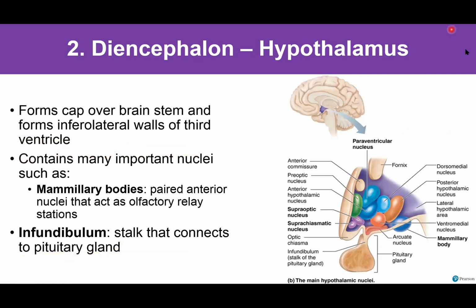Moving on to the hypothalamus. The hypothalamus basically forms a cap over the brainstem and also parts of the inferior and lateral walls of the third ventricle. It contains a lot of really important nuclei, like, for example, these mammillary bodies. So here is a mammillary body, which are these paired anterior nuclei that act as olfactory relay stations. So relay stations for smells. Additionally, the hypothalamus has this structure called the infundibulum, which connects the hypothalamus to the pituitary gland. At the very beginning of AP2, we will discuss the endocrine system, and the pituitary gland and the hypothalamus work together very efficiently in the endocrine system.